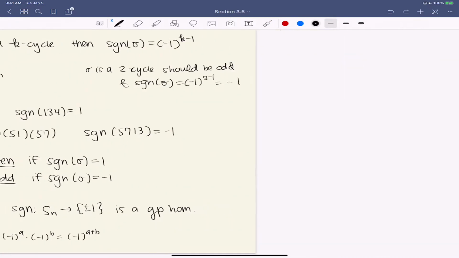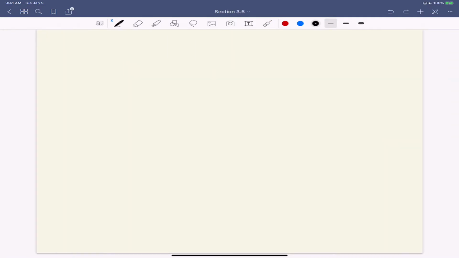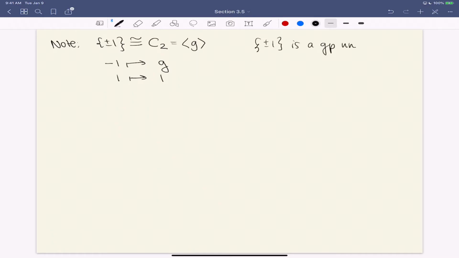And I just want to say something about the group plus or minus 1, because there was some confusion on one homework. When I say plus or minus 1, I mean the group isomorphic to C2. And here, the isomorphism is given. If I think of C2 as the cyclic group generated by g of order 2, then the map is -1 goes to g and 1 goes to 1 in C2. So plus or minus 1 is a group under multiplication here.